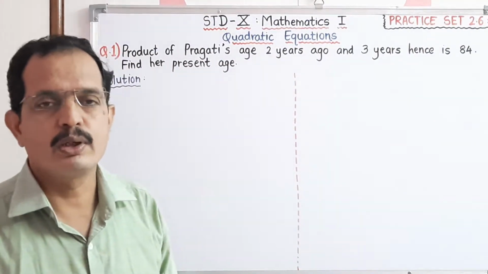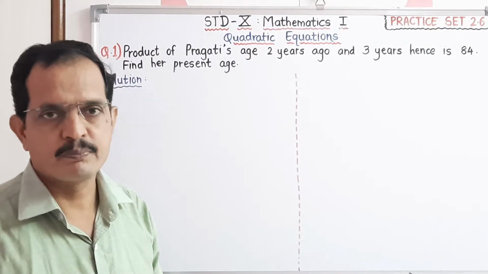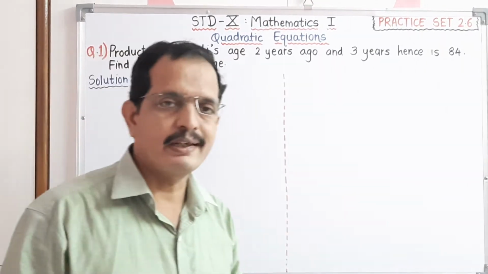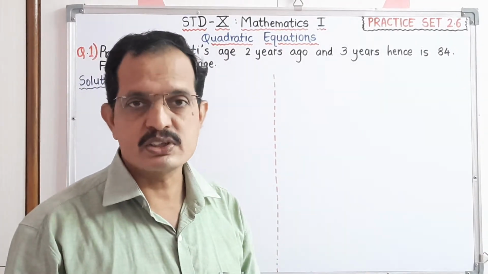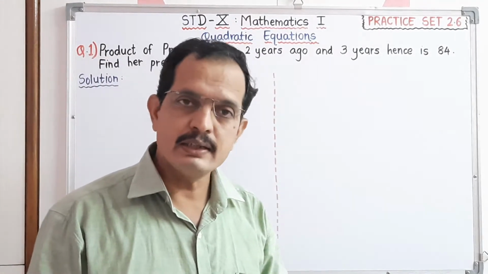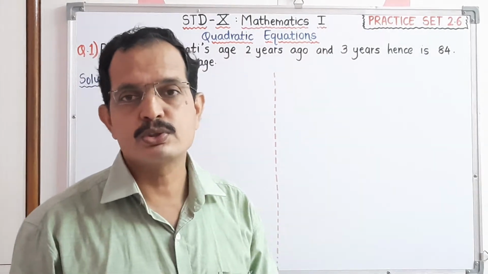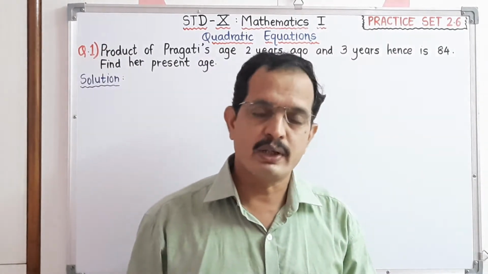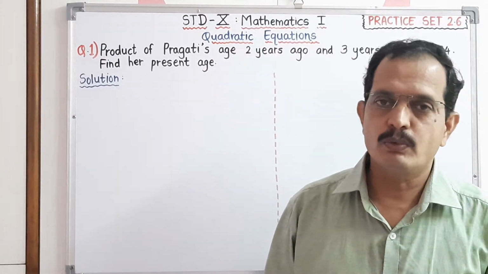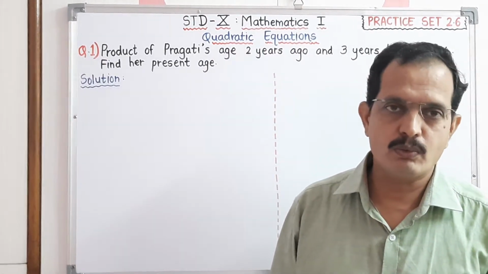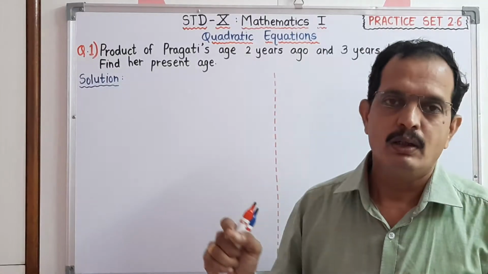In that we have to solve the statement problem. In the first lecture, that is linear equation in two variables, we solved the statement problem. In that statement problem, we used two variables for two different quantities. Here we have to use one and only one variable.